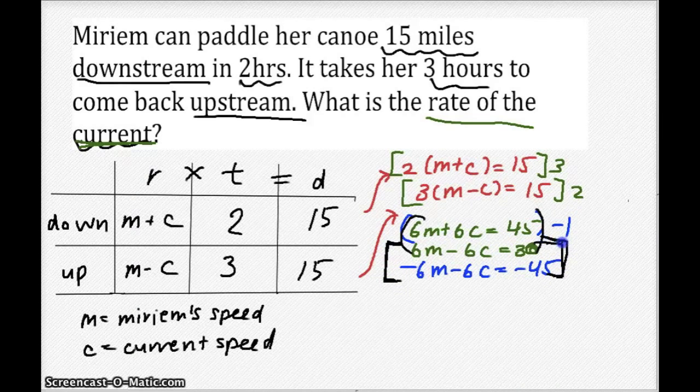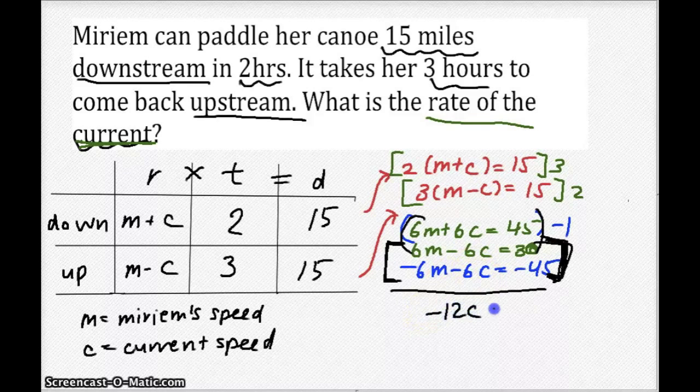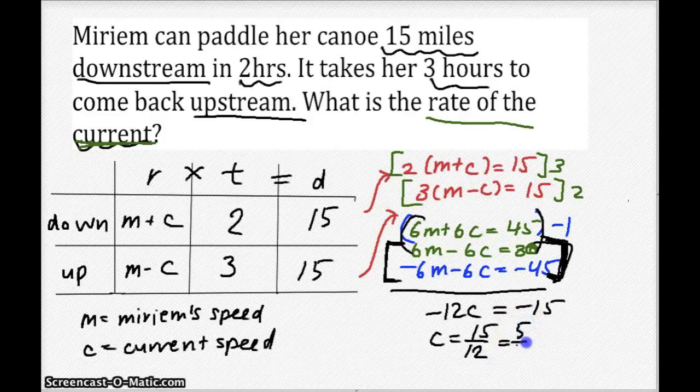So we're going to just focus on these two equations that I'm trying to put brackets around. So then we're going to add these two equations. So 6m minus 6m is just 0, and that's the whole reason why we multiplied by -1, so we can get rid of the m variable. So negative 6c minus 6c is negative 12c. 30 minus 45 is negative 15. So we get c equals 15 over 12. And we can simplify that. We can divide by 3, so it's 5 over 4, which is also equal to 1.25.